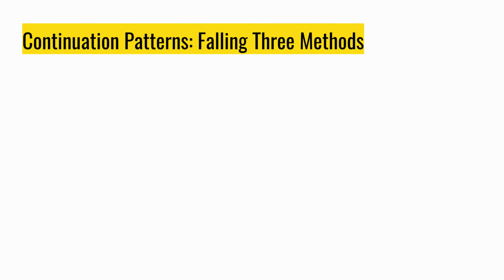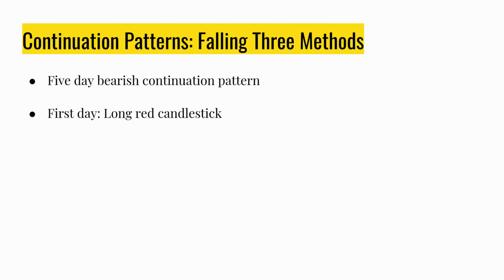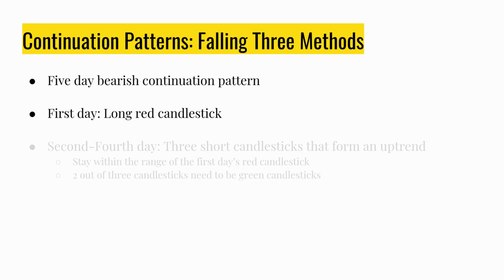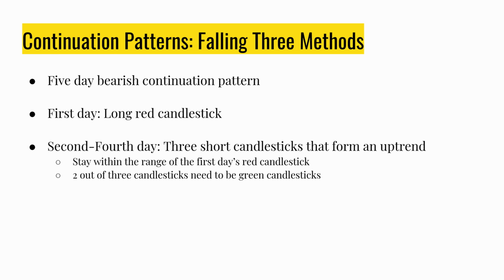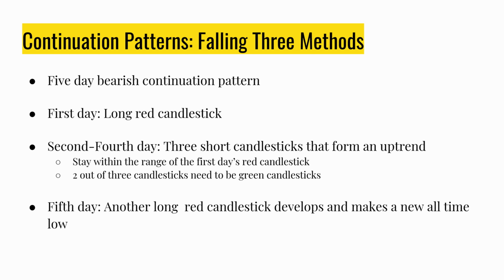The opposite of the rising 3 methods is the falling 3 methods. This is a 5-day bearish continuation pattern. On the first day, we have a long red candlestick. Between the second and the 4th day, 3 short candlesticks form an uptrend. In this uptrend, all 3 candlesticks must stay within the range of the first day's red candlestick. Also, 2 out of the 3 candlesticks need to be green candlesticks. The 5th day is when another long red candlestick is formed. This candlestick makes a new all-time low.